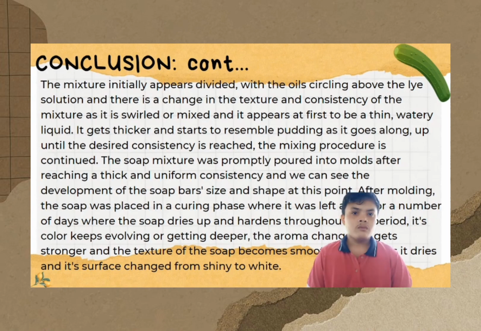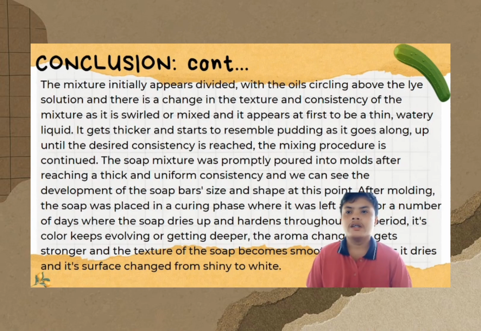If the desired consistency or the desired mixture of the lye and oil is not yet reached, we continue to mix the two solutions. The soap mixture was promptly poured into molds after reaching a thick and uniform consistency, and we can see the development of the soap bar size and shape at this point.